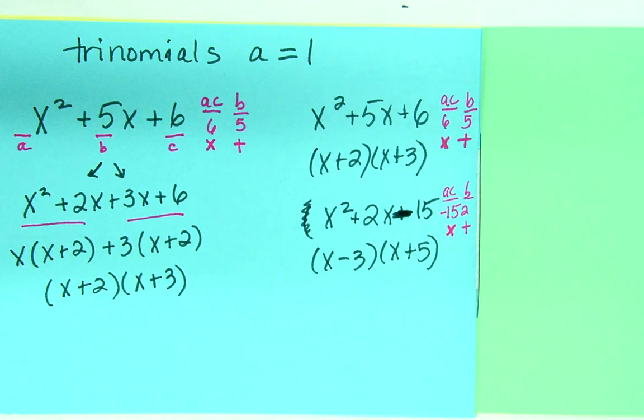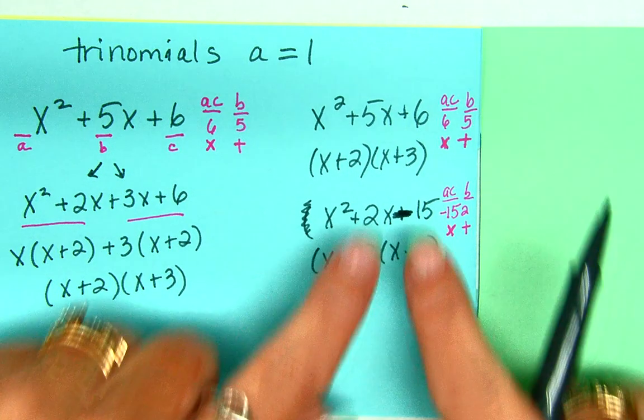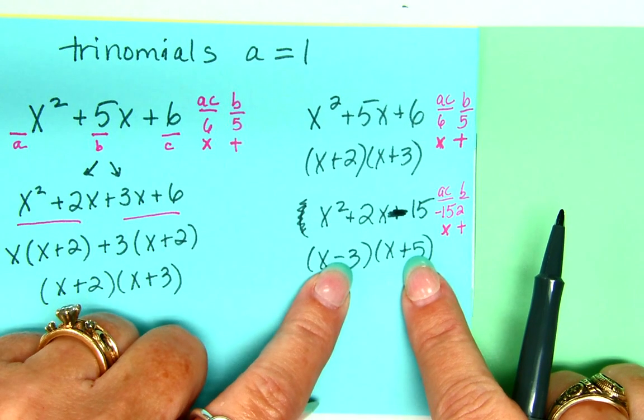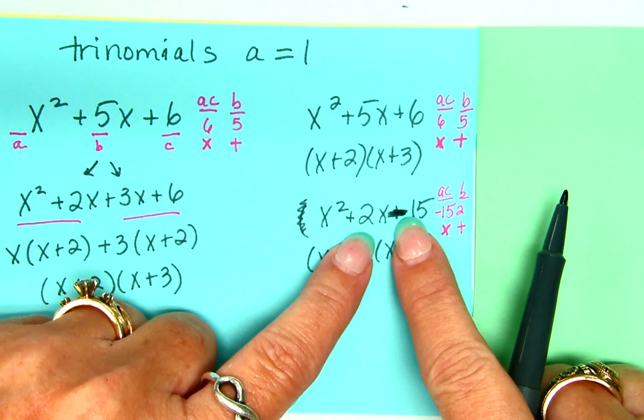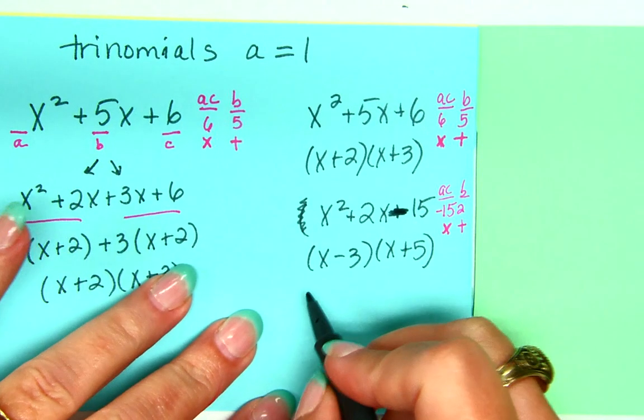Now, do you have to distribute? No, distributing is the opposite of what we're trying to do, right? We're trying to separate it into its parts. We're trying to factor it. But I'm saying if you want to check it, can you distribute to see if you get the product? Yes. Okay. What about this one?